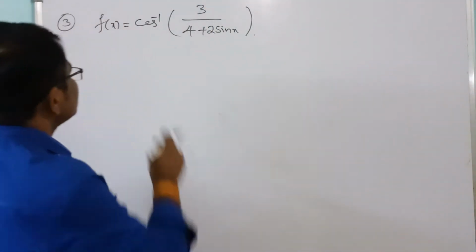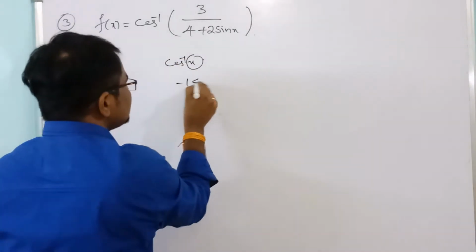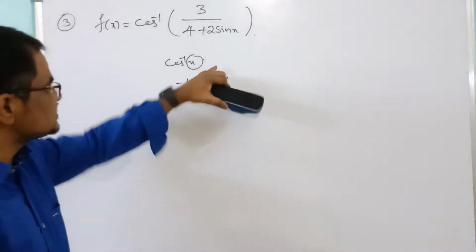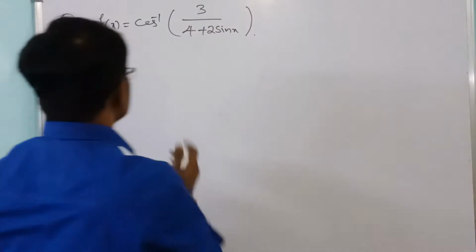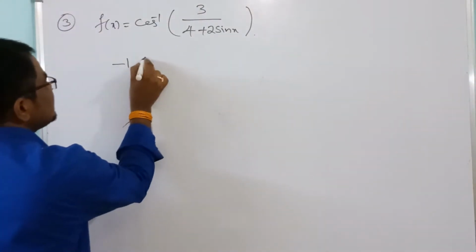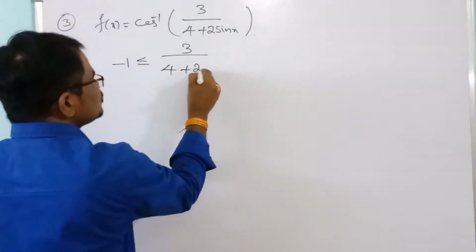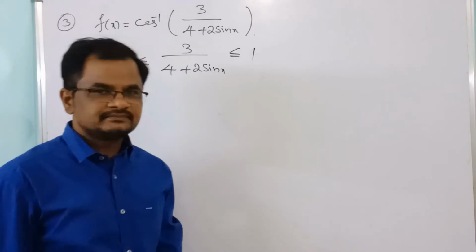But we know that it is in the form of sin inverse of x. This x should be between minus 1 and plus 1, or not? Then only the inverse exists. So in place of x what is there? This total is there. So that's why minus 1 less than or equal to 3 by 4 plus 2 sin x less than or equal to plus 1.